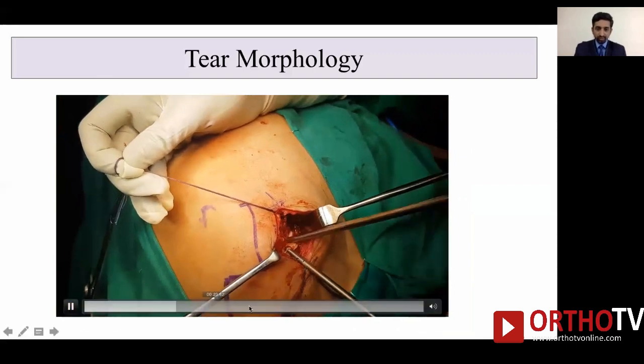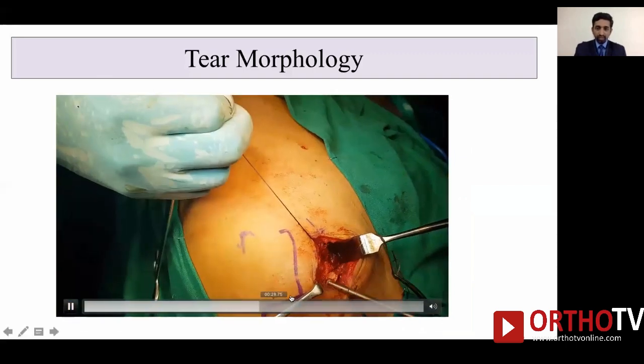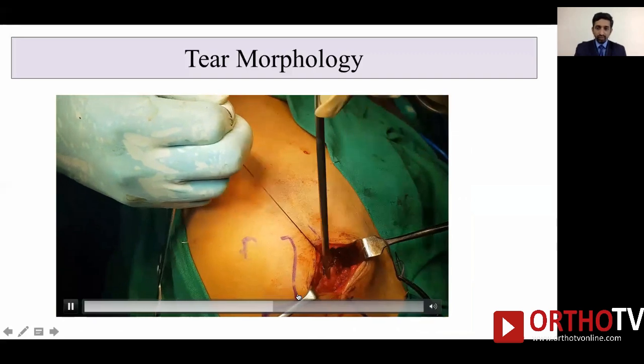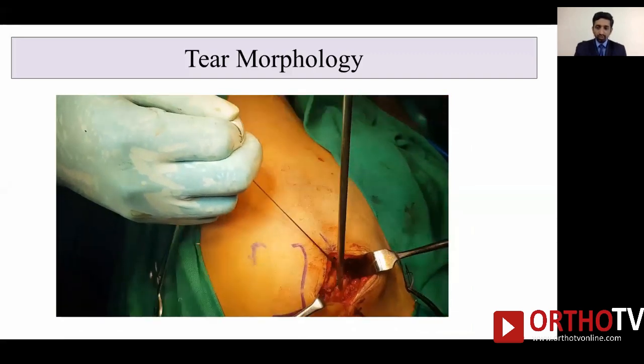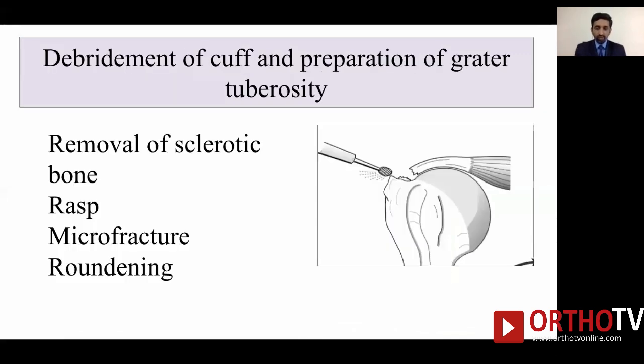So we can see that the biceps and the cuff, the entire supra. So that way the cuff morphology can be identified pretty easily. After that, we need to debride the cuff and the part of the greater tuberosity.